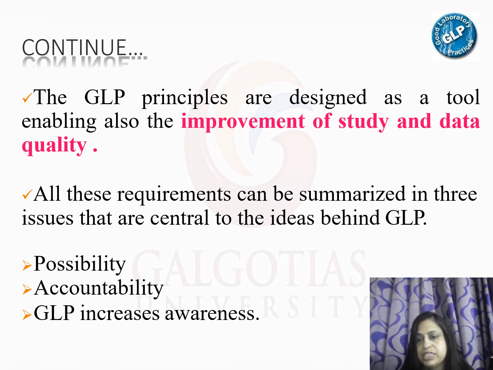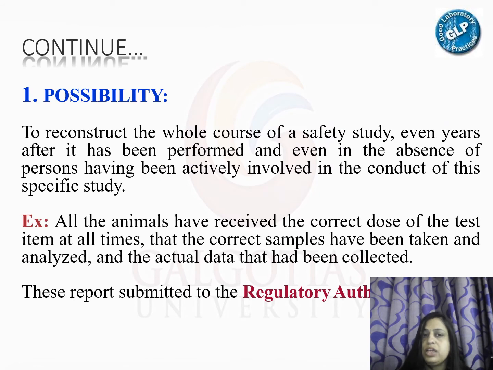It includes possibility, accountability, and awareness. Possibility is to reconstruct the whole course of a safety study even years after it has been performed, and even in the absence of the persons who were actively involved in conducting that specific activity. For example, all the animals have received the correct dose of the test item at all times. If the study was done 10 years back, it must have been according to protocol, or if it is done at present, the same protocol should be followed unless any modification has been made.